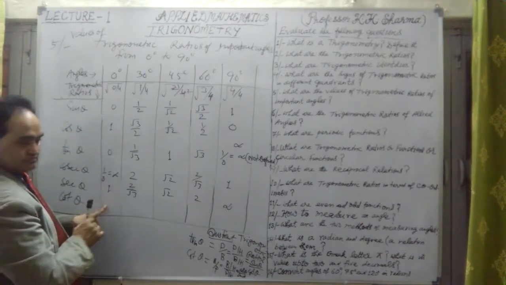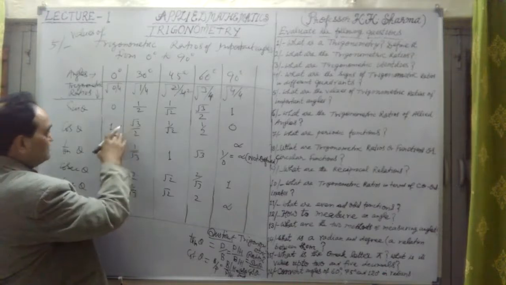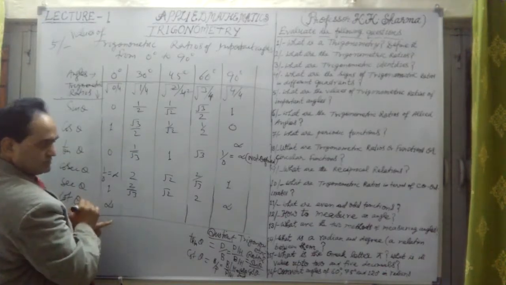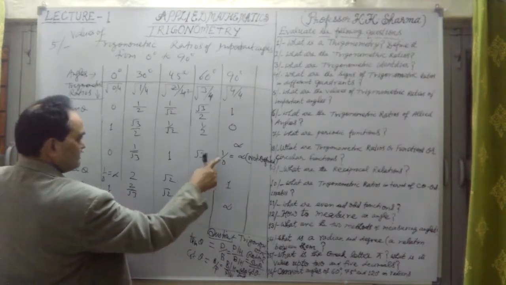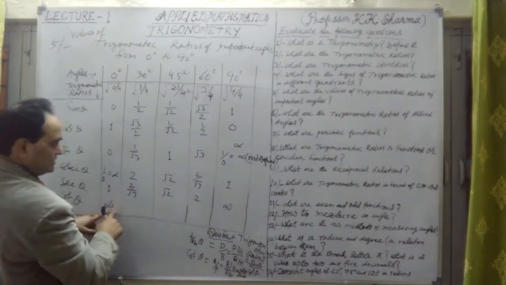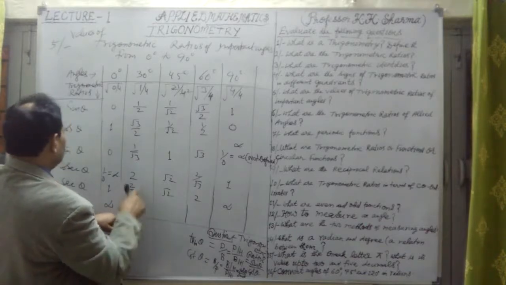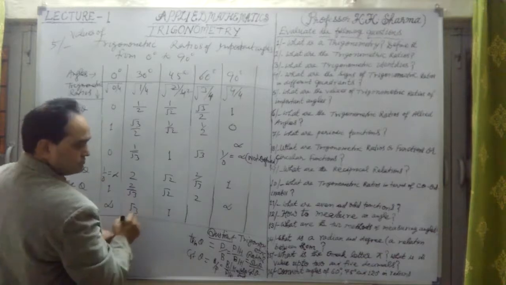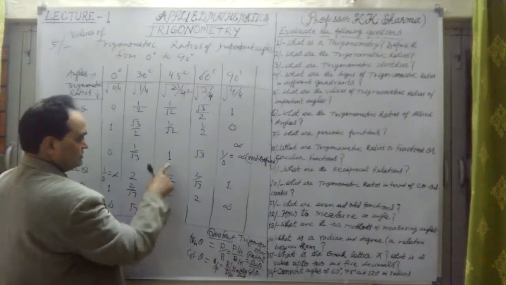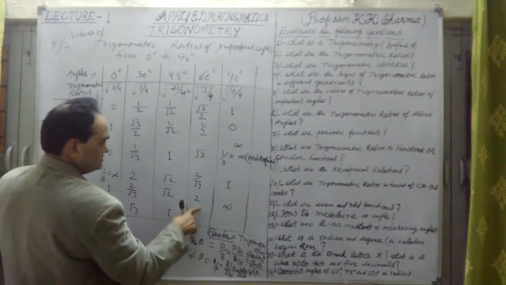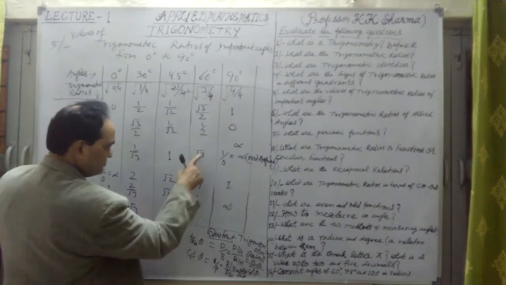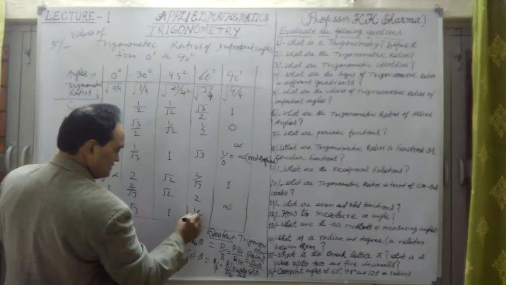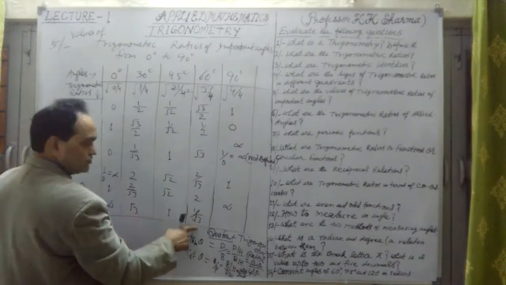Now cot is the reverse of tangent, the reciprocal of tangent. Whatever is in the case of tangent, infinity, we can write here. And this is 1 upon root 3, this is root 3 here. 1 upon 1 is 1 only. Tan 45 degree, cot 45 degree is the value 1. And this is root 3 here, it will be 1 upon root 3. Cot 60 degree is 1 upon root 3.